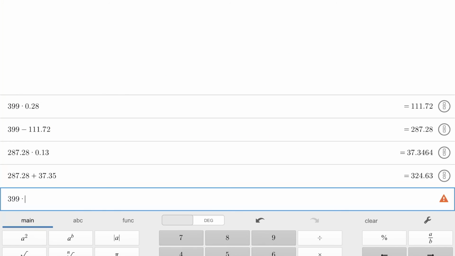Watch what happens when I type that into my calculator. $399 times 0.72 times 1.13, and we end up getting this $324.63 right off the bat, which is really nice.